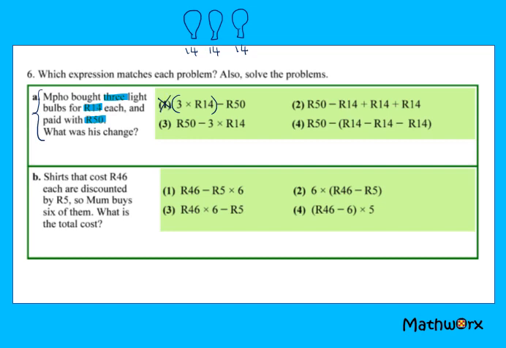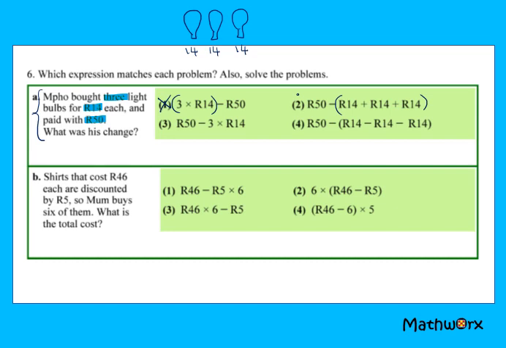Let's look at number 2. We have 50 minus 14 Rand plus 14 Rand plus 14 Rand. And that is a very possible answer, but we don't always like writing out 14 Rand so many times, because what if you're buying 30 light bulbs? You're going to have a lot of 14 Rand. So let's put a little dot over 2. Let's come back to that.